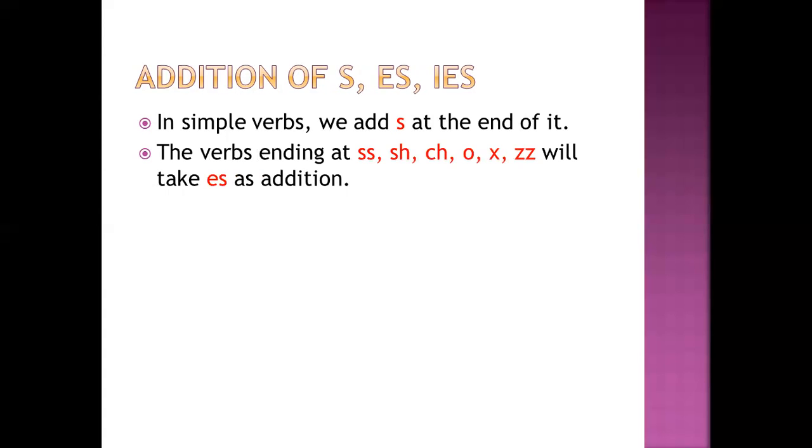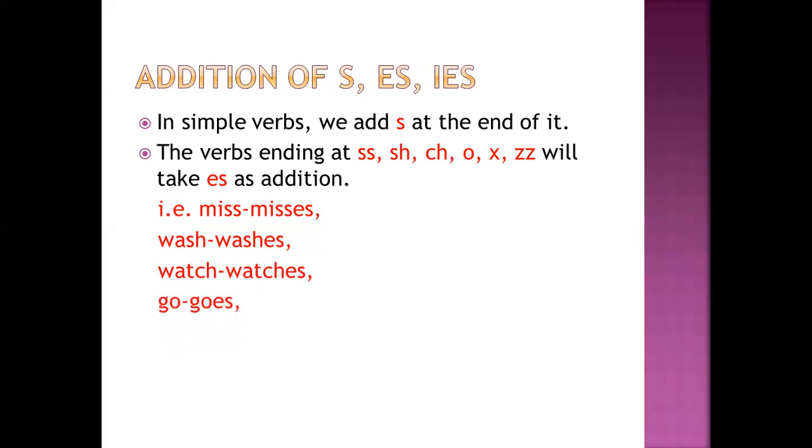But the verbs ending in double s, sh, ch, o, x, or double z will take es as addition. For example, miss becomes misses. He misses his mother. Wash becomes washes. Zoha washes her clothes. Watch becomes watches. Go becomes goes. Mix becomes mixes. And buzz becomes buzzes. The bees buzz in my room, or the bee buzzes in my room.